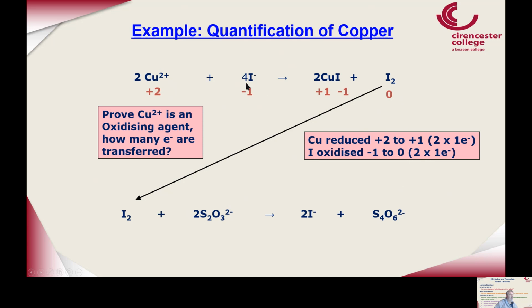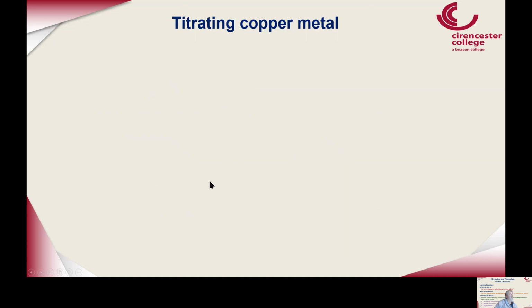And there's 2 of them. 2 of them are becoming I2, so they need to lose 2 electrons. And the copper needs to gain 2 electrons because 2 of them are going from +2 to +1. They need to add an electron to do that, 2 of them, hence this bit here, and it balances.